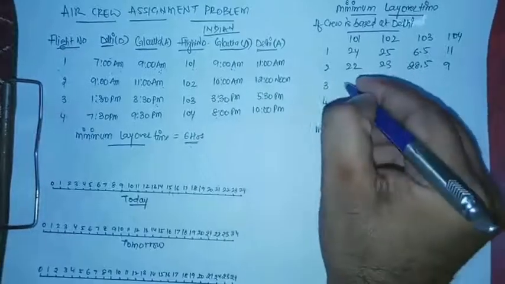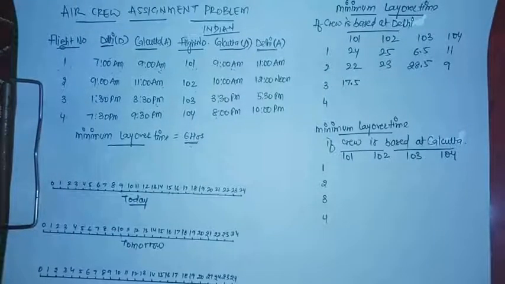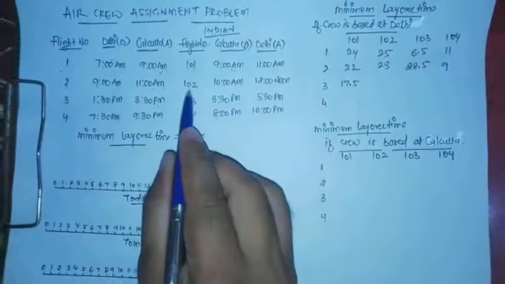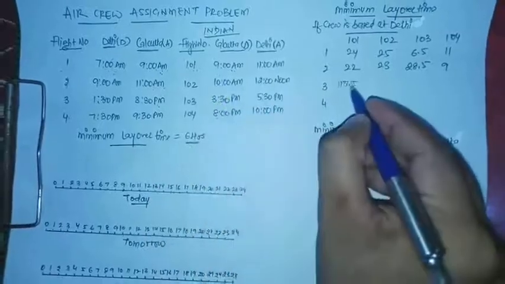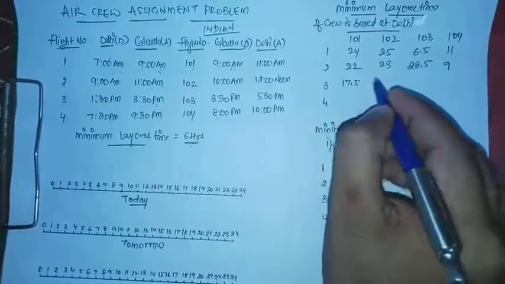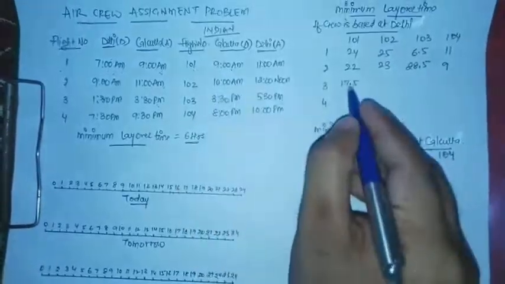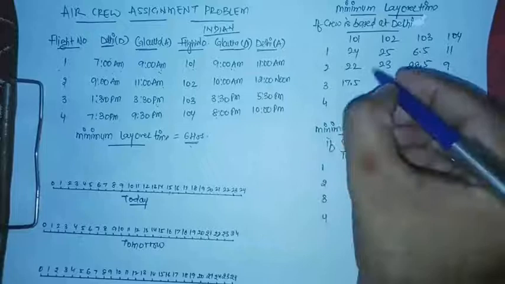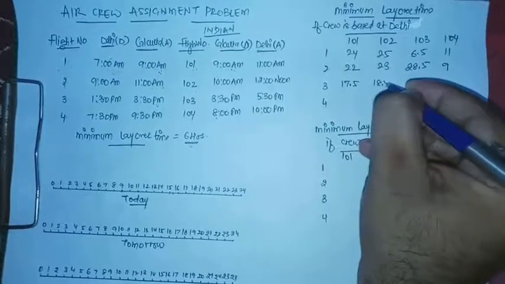So here the minimum layover time for them will be 17.5. And in the same way, if they want to move into flight number 102, that is again just 1 hour later, then 17.5 will be converted into 18.5, because 1 hour will be added, because 9 to 10 we have calculated for 9 a.m. So 17.5 plus 1, 18.5.